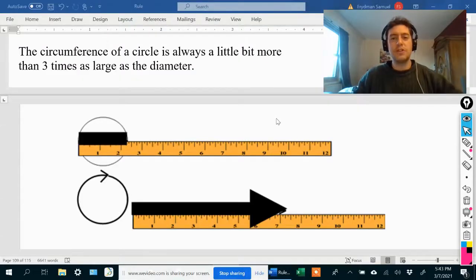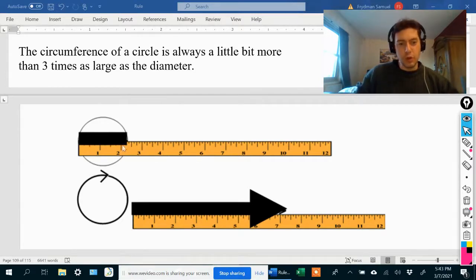In this video, we're going to talk about what pi is. The circumference of a circle is always a little bit more than 3 times as large as the diameter. So let's say we had a circle over here, and here we see the same circle over here.